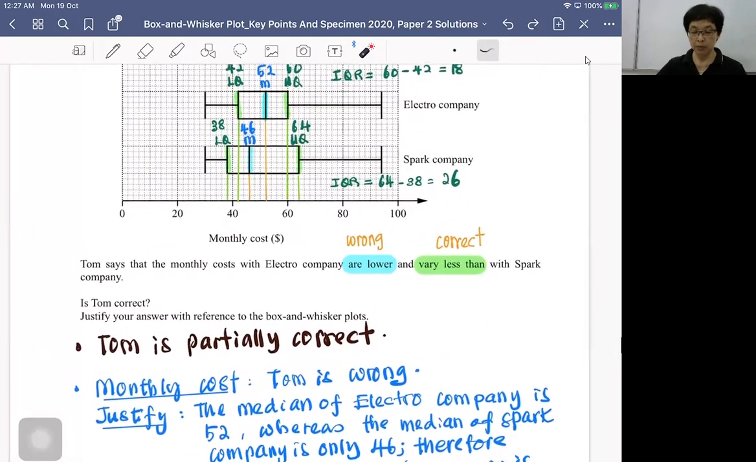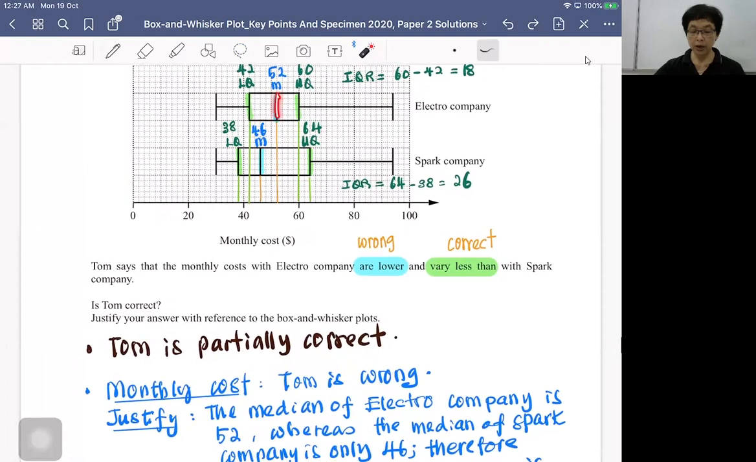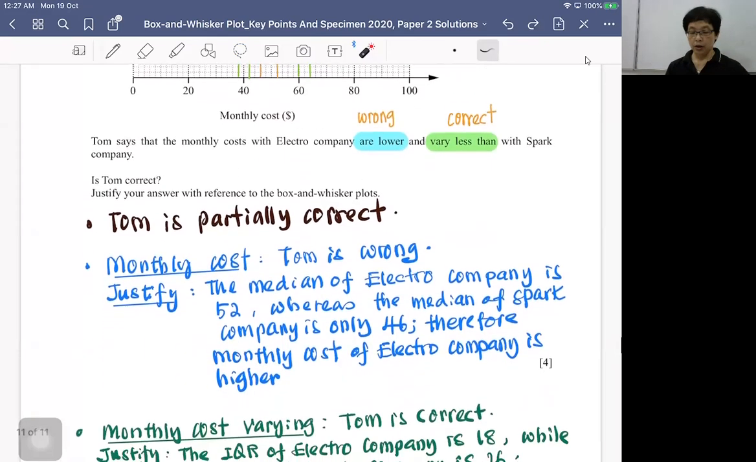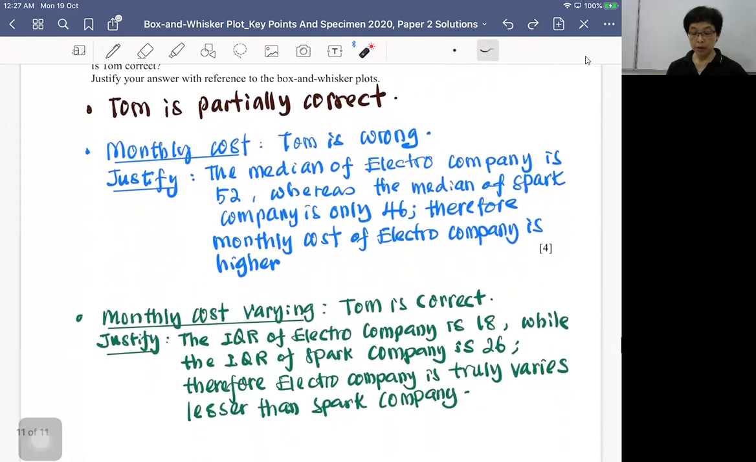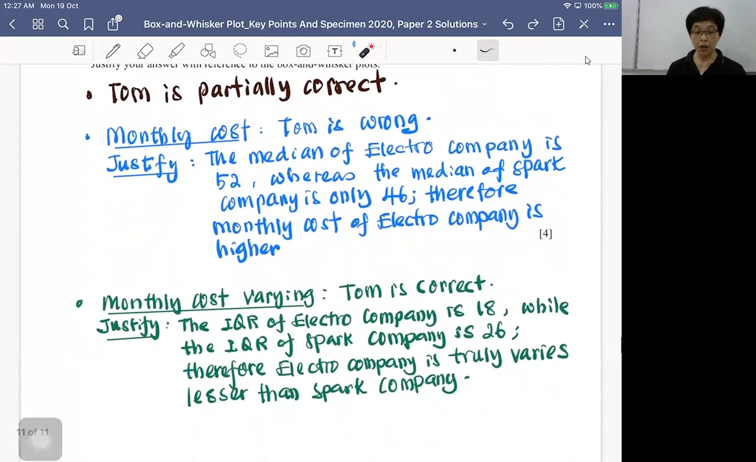Once again, let's take a look here. Electro company 52 and Spark 46. Looking at the median, it conveys to us the information about the average. Then we have done the first statement. Now we go to the second statement.